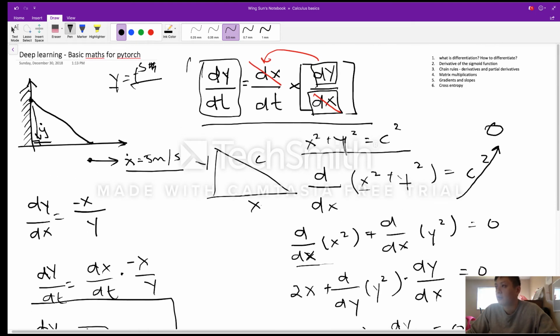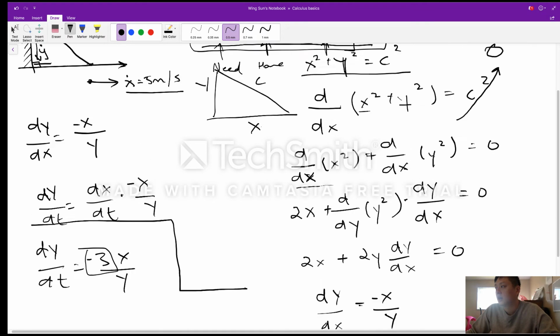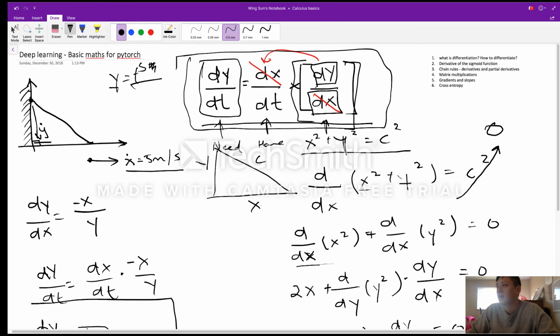This whole thought process right here, that's the chain rule. It is simply finding out what you have, what you need. So this is what you have, and this is what you need to find out. So that's the chain rule. It doesn't really get more complicated than this.